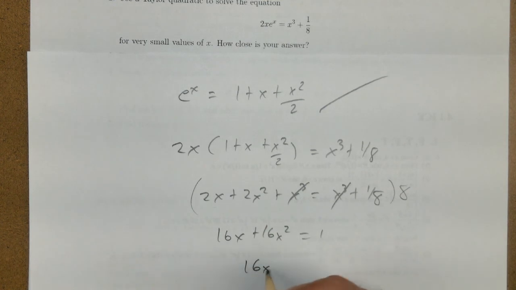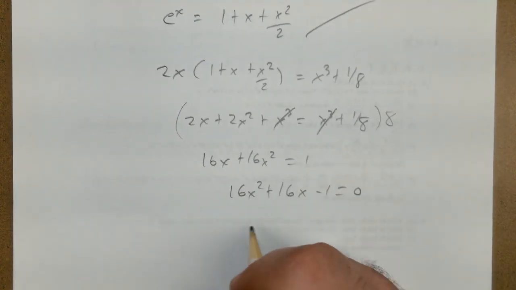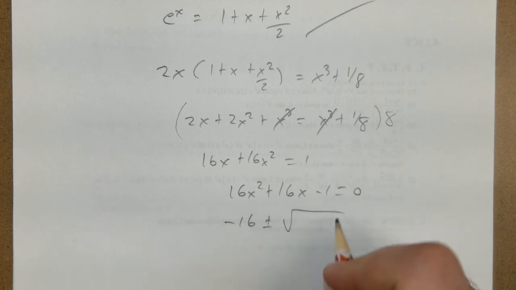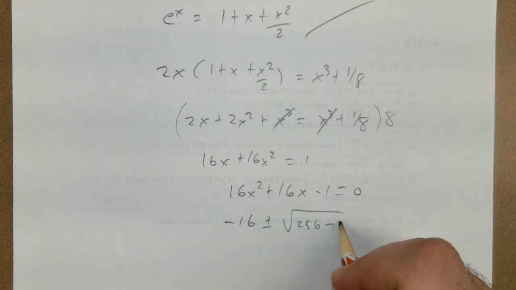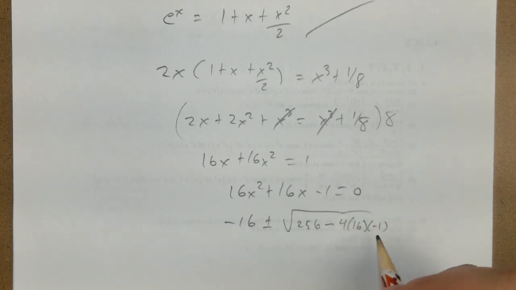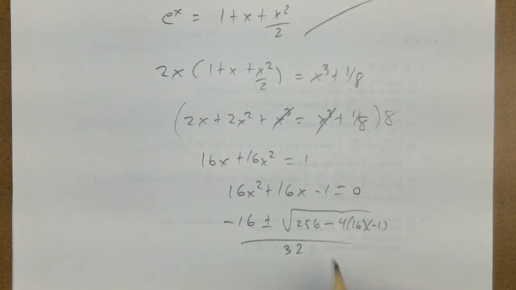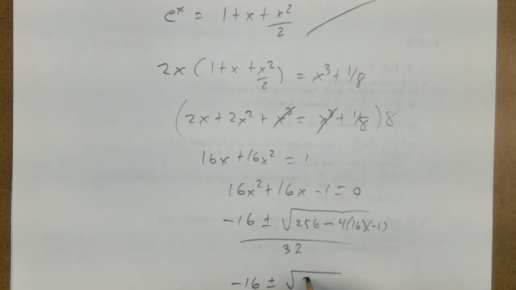If I put it all on one side, I would love to factor, but this does not factor. So we're going to use our good friend, the quadratic formula. Negative b plus or minus the square root of b squared minus 4ac. So minus, and then here's 4, and here's a, and here's c. So that's plus 64, actually, all over 2a. Okay, so this number ends up being, let's see, 32, and then the square root. 256 plus 64 is 320.